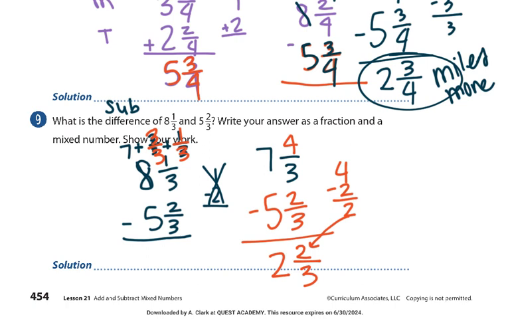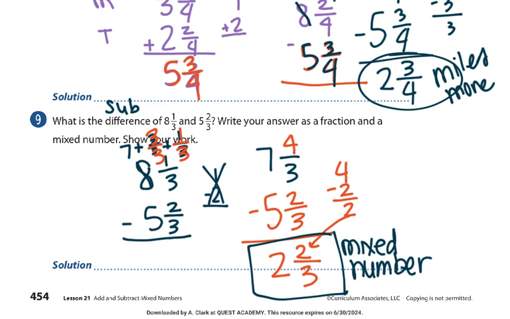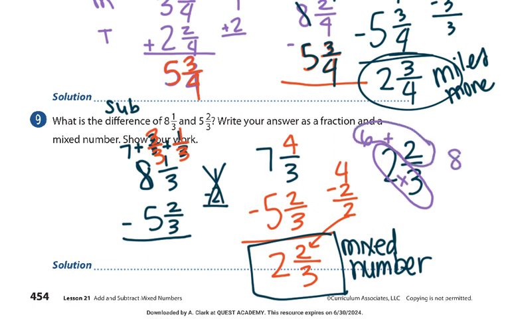What is the difference? Write your answer as a fraction and a mixed number. Here it is as a mixed number, to make it into a fraction. I'm going to come over here and rewrite it. Are you ready? It's not Easter yet, but we're going to be talking about jelly beans. Jelly bean. 2 times 3 is 6. Jelly bean. 8. My denominator never changes. Here it is as a fraction.